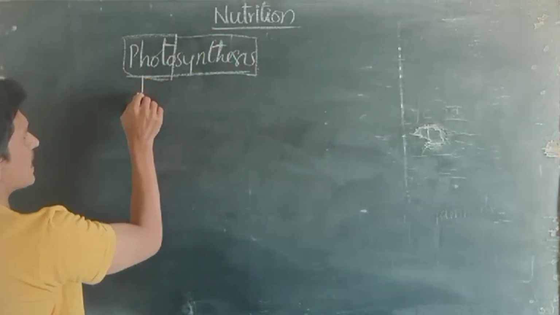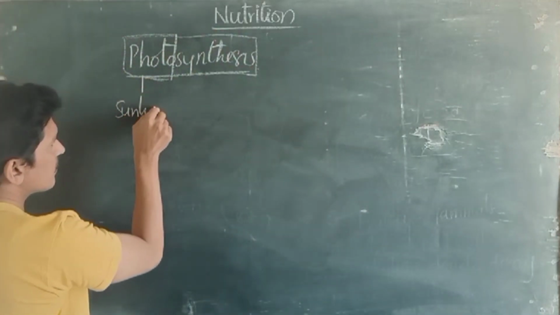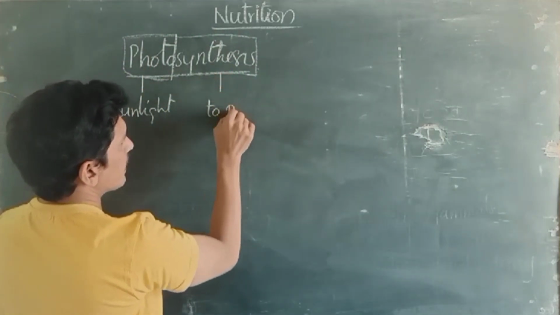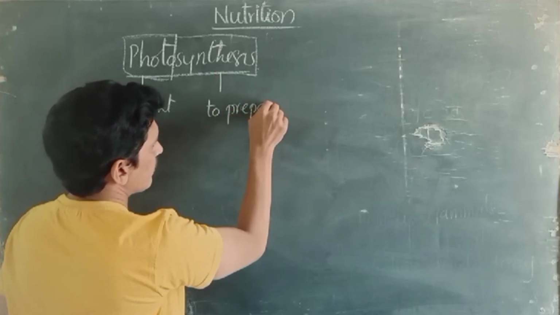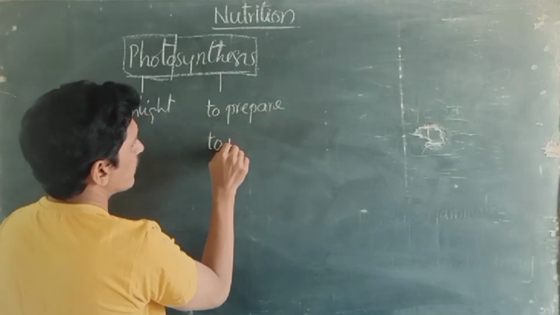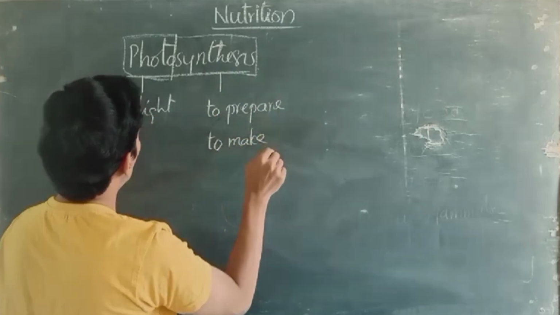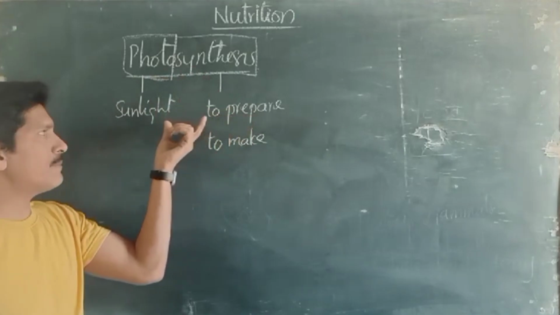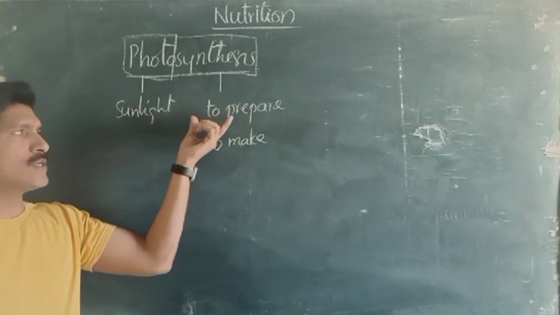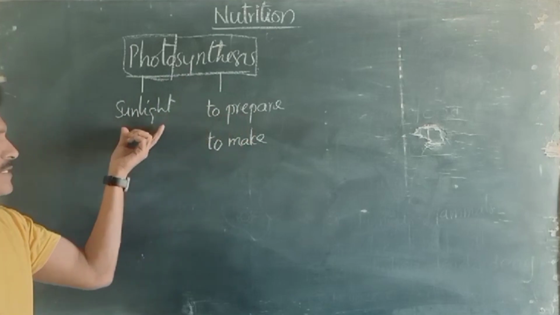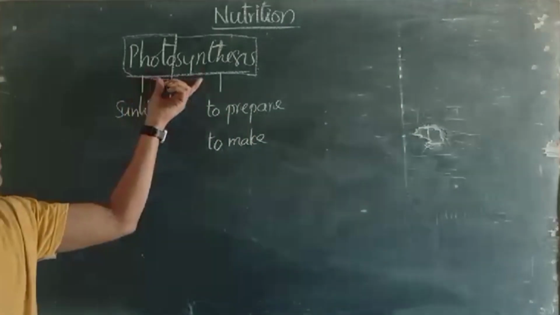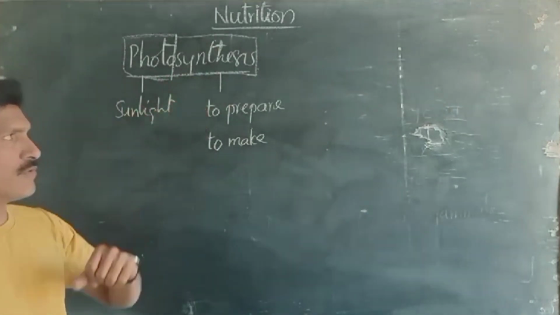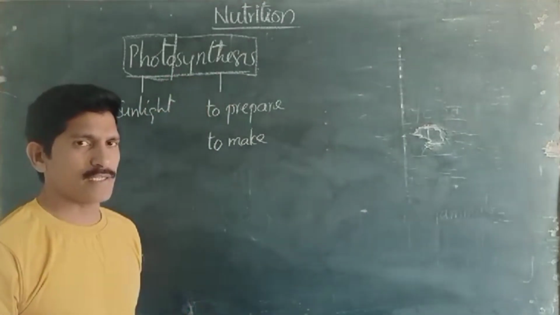Photo means sunlight. Synthesis means to prepare or to make. So plants are preparing food material in presence of sunlight. Plants preparing food material in presence of sunlight is called photosynthesis, right? So generally plants perform photosynthesis by using some factors.